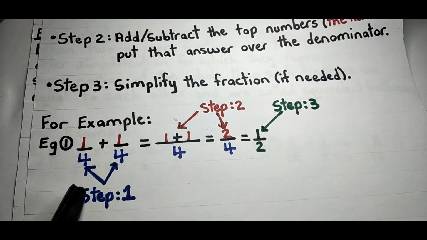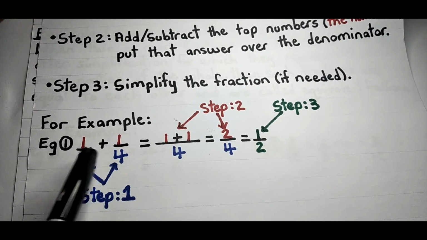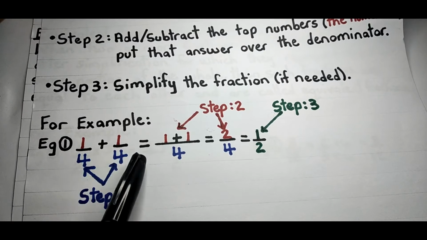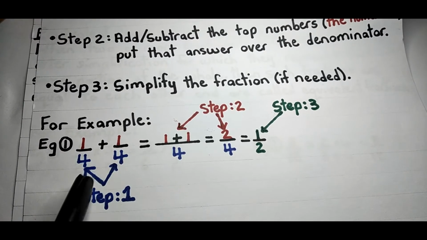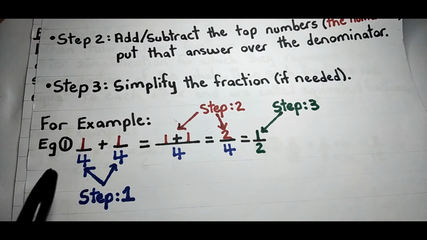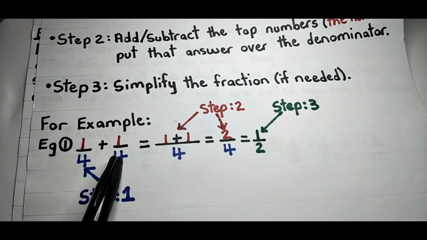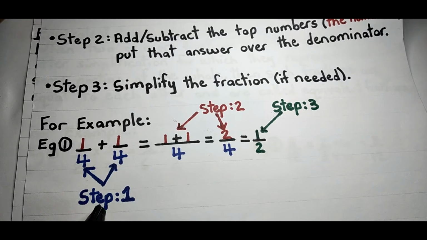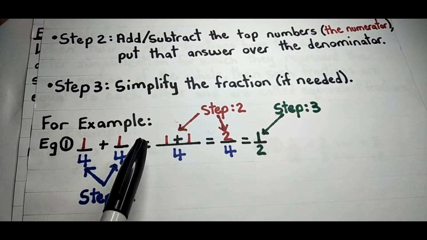So we're ensuring that the denominators, which are the bottom numbers, are the same. Notice here we have 1 over 4 plus 1 over 4. Here we want to ensure that the denominators are the same. So that's step 1.